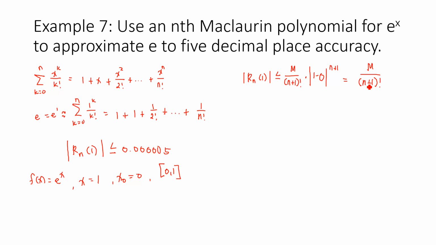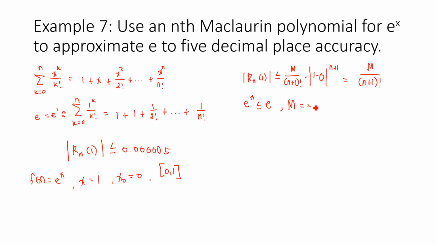However, e raised to x is an increasing function, so its maximum value on the interval 0 to 1 occurs at x equals 1. That is, we have e raised to x is less than or equal to e on this interval. Thus, we make m equal to e.